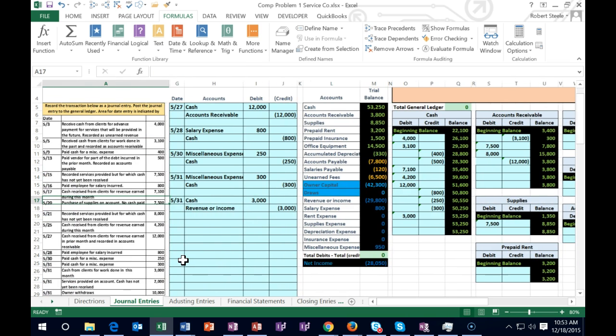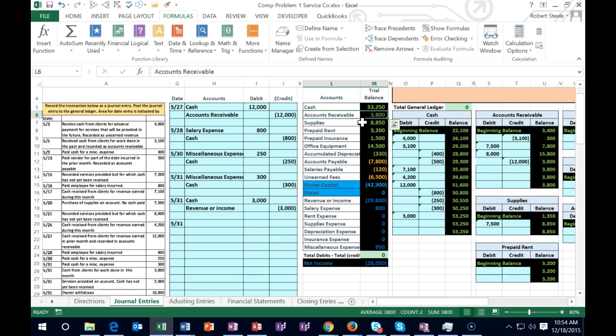All right, next transaction, we are still on 531. And we had services provided on account. Cash has not yet been collected. So now this is the work that we did that we didn't get cash in this month for. So therefore we did work and haven't got cash yet, but we are going to assume that we got something. What did we get? We got an IOU. What's the IOU account? Accounts receivable.